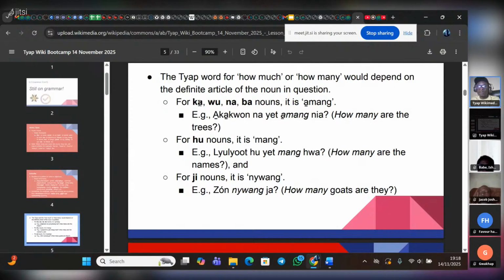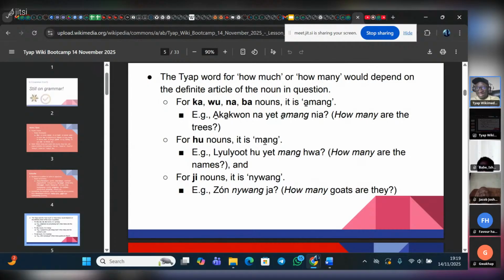Like in this very case, when we have nouns that are having the ka, wu, na, and ba definite articles, those very nouns, if you are about to use them for questioning, you have to use this form for how much or how many. The form amang is what you use. And we have an example. The example is akakona yeremang amangnya. Akakona yeremangnya, that is how many are the trees. And then we also have for the who nouns. Sometimes they are adjectives, but in this very case, we are just making emphasis with nouns. So if that very word they are going to use has a definite article who, like yang who, fungonian who, and so on and so forth.